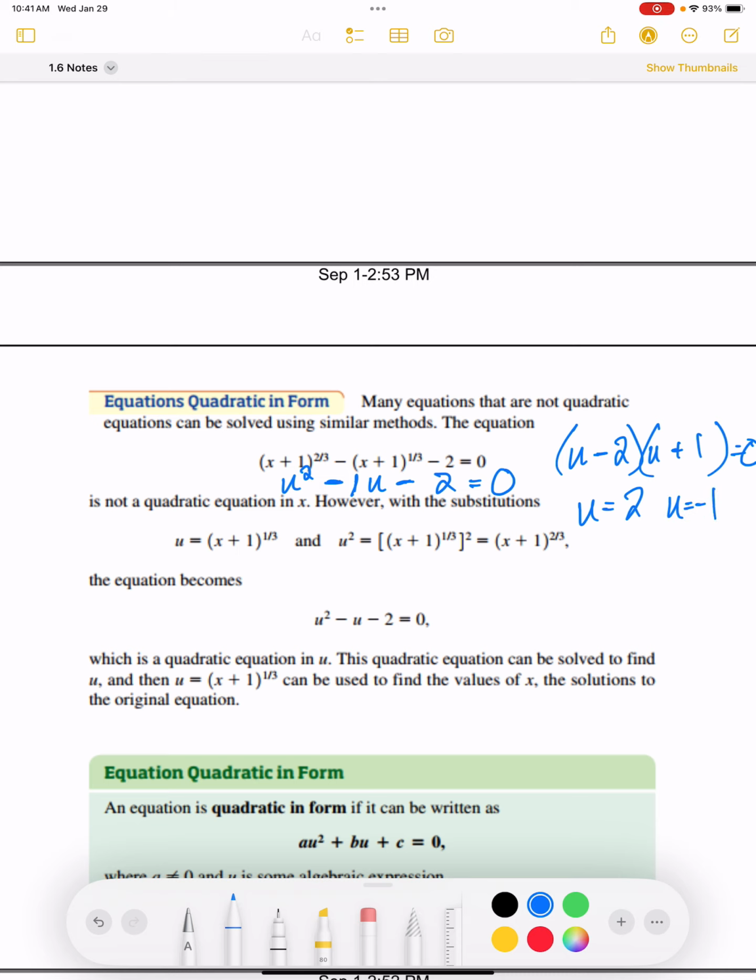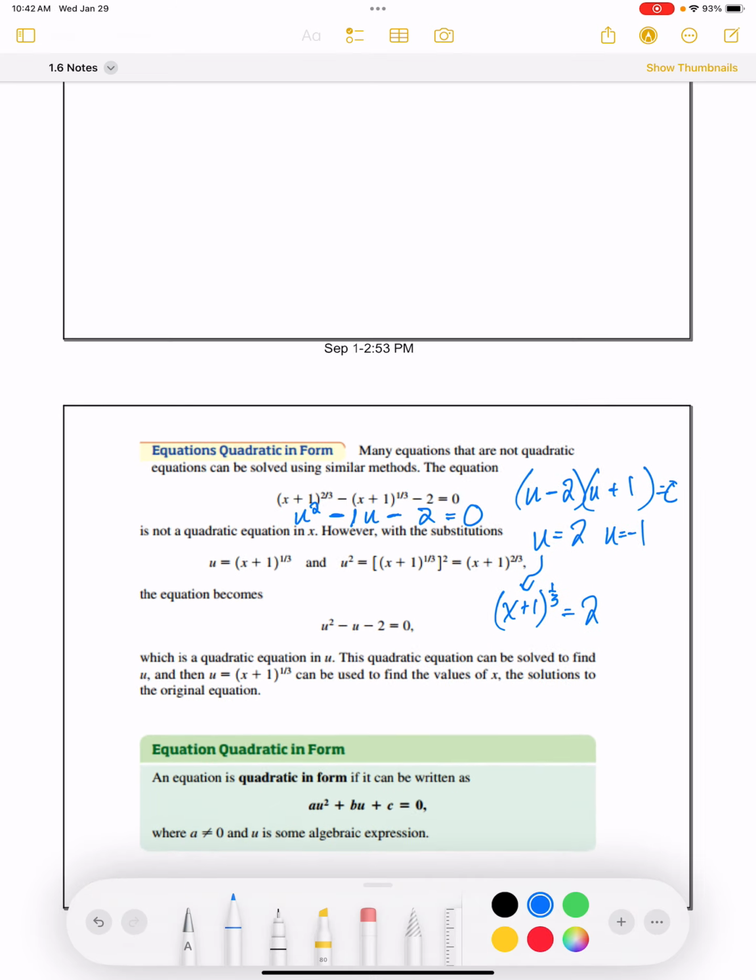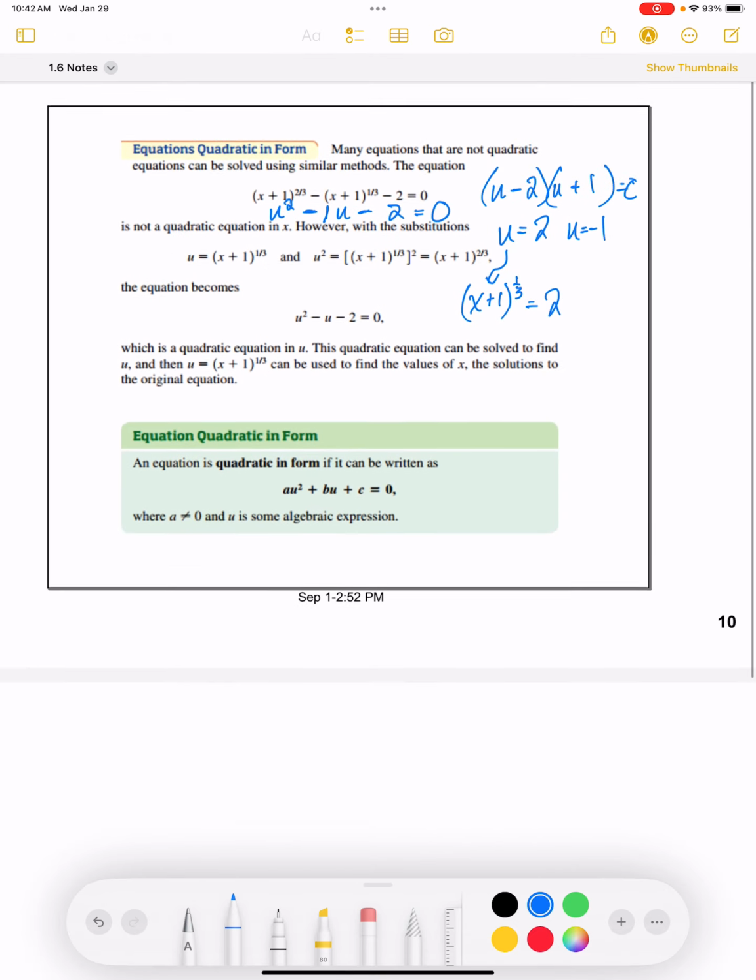Now this is where we have to think about this a little further. We're not done. We're saying u is equal to 2. But remember, u is also equal to (x + 1)^(1/3). So really we're saying (x + 1)^(1/3) equals 2, and we can solve from there. To get rid of the 1/3 power, that's really just the cube root. You would cube both sides, and I don't have enough room to do it here, but I'll do it over here.